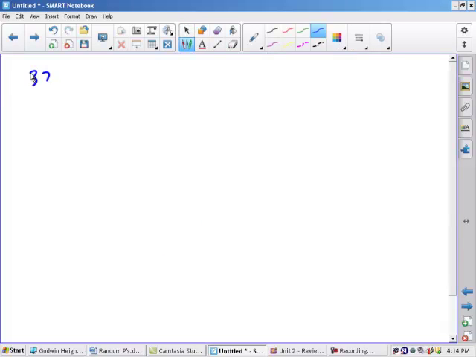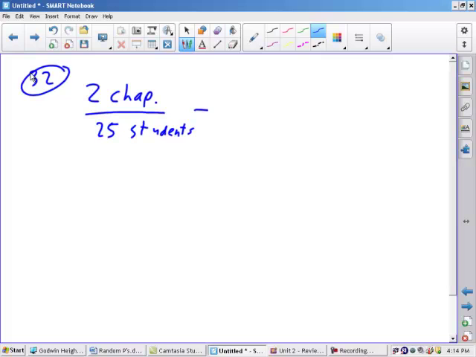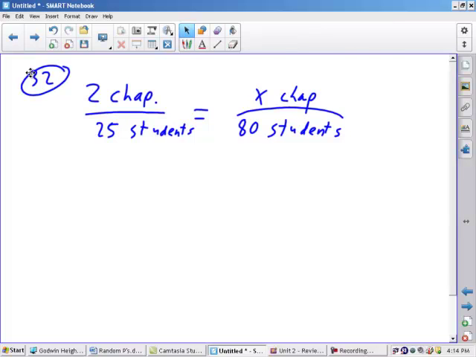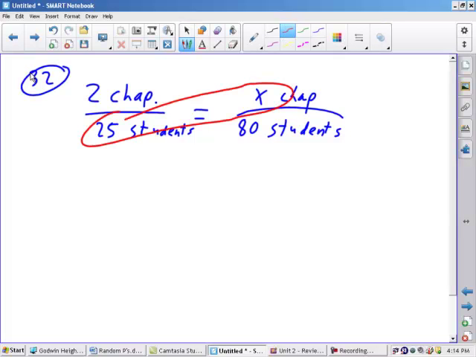32 says, school guidelines require there must be at least 2 chaperones for every 25 students going on a school trip. How many chaperones must there be for 80 students? So I know 80 students goes on bottom because we're comparing that. And I don't know how many chaperones would go with that. So we are going to cross multiply because we have a proportion. We can always do that.